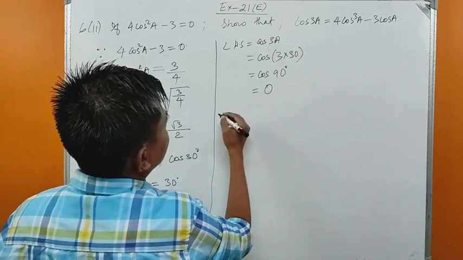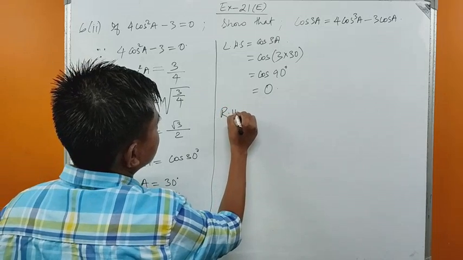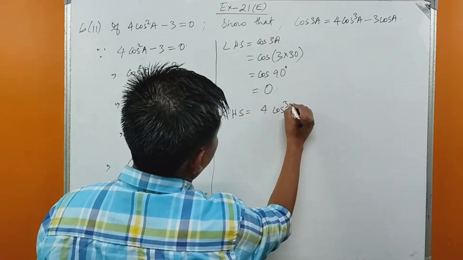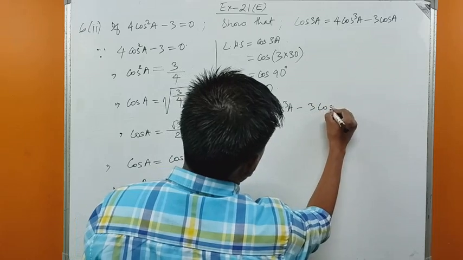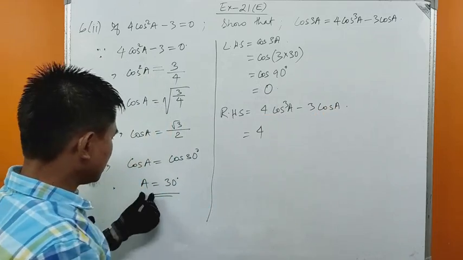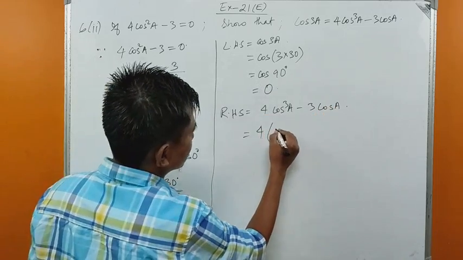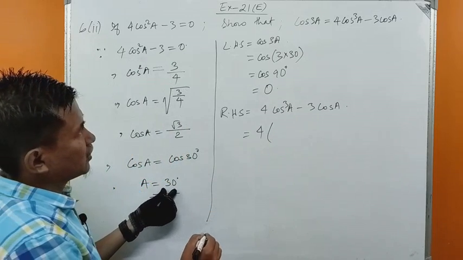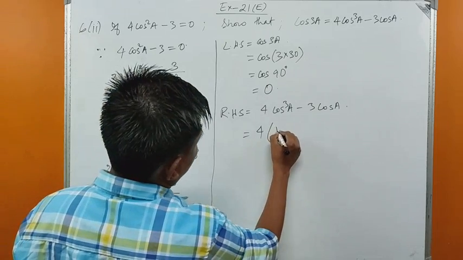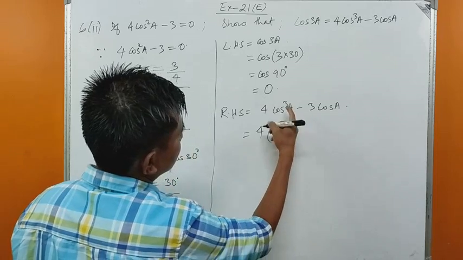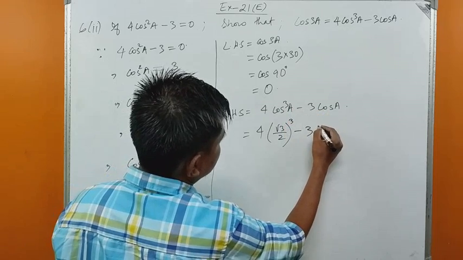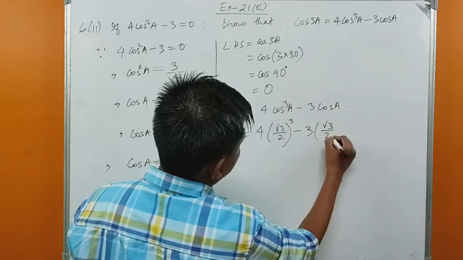Now let us write the right hand side also. RHS equals to 4 cos cube A minus 3 cos A. So this is 4 cos A. What is cos A? A is 30 degree. So what is the value of cos 30? Root 3 by 2, isn't it? Cos 30 means root 3 by 2. Root 3 by 2 whole cubed minus 3 cos A. Cos A means root 3 by 2.